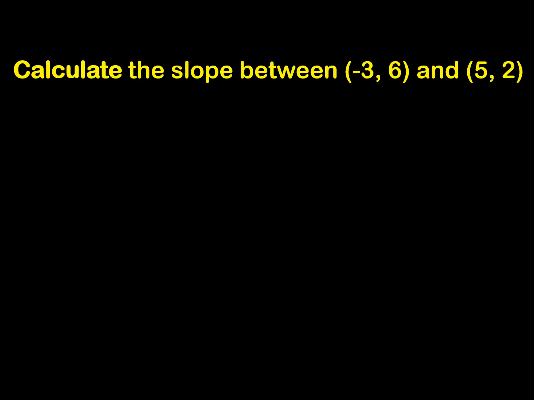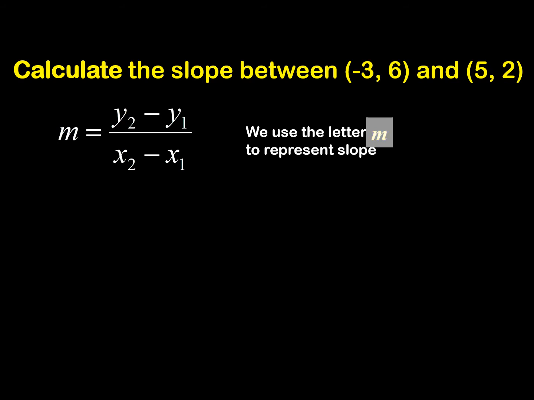Now let us calculate the slope between negative 3, 6, and 5, 2 using the formula this time. So we have the slope is equal to y sub 2 minus y sub 1 over x sub 2 minus x sub 1. So we use the letter m to represent the slope.